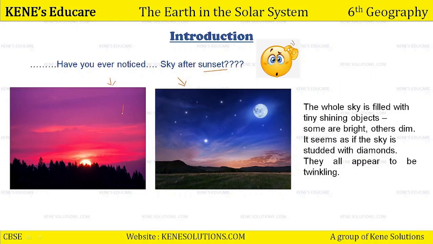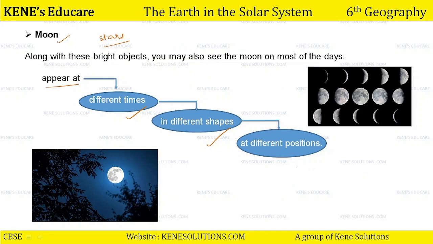Alright, so ek bar revise kar lete hain that what we read in this chapter. So in the introduction, we saw how the colors of the sky change. ठीक है, कभी हम लोग को थोड़ा pinkish sky, reddish sky दिखता है, कभी हमें एकदम dark sky दिखता है, then हमें आसमान में we see moon also, and the fact about moon is it appears at different times in different shapes as well as at different positions. हमें रोज अलग समय पे चांद दिखता है, अलग अलग shape में दिखता है और अलग position में दिखता है.